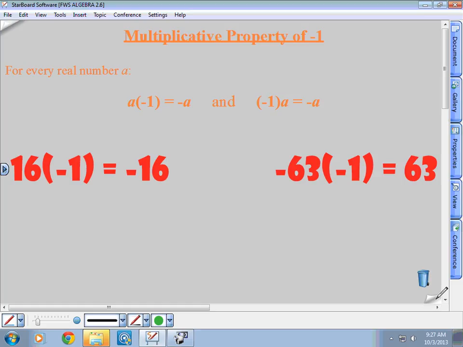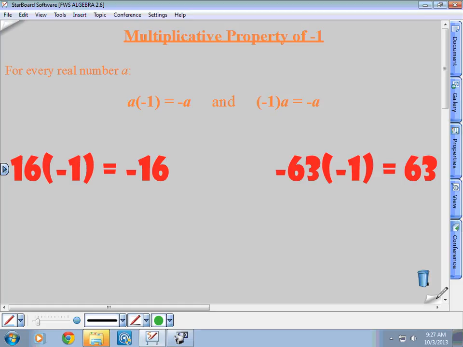And that just means that for every real number, when you multiply any number times negative 1, you're going to get the opposite of that number. So if I multiply a by negative 1, I get negative a, or the opposite of a. Whatever a is, I'll get its opposite by multiplying it by negative 1. Okay? And that's all that says. So 16 multiplied by negative 1 is the opposite of 16, which is negative 16.